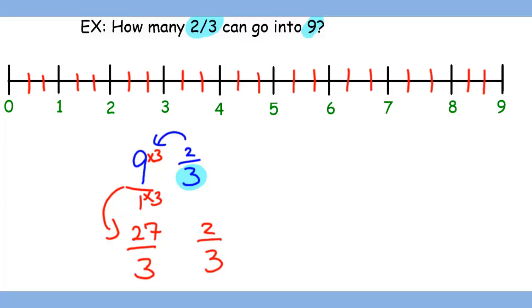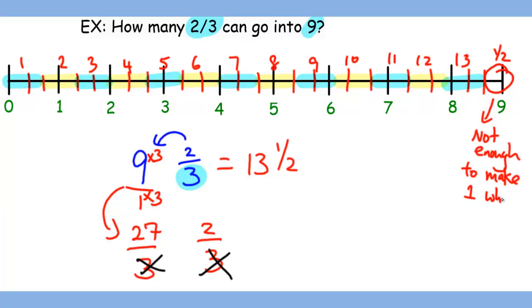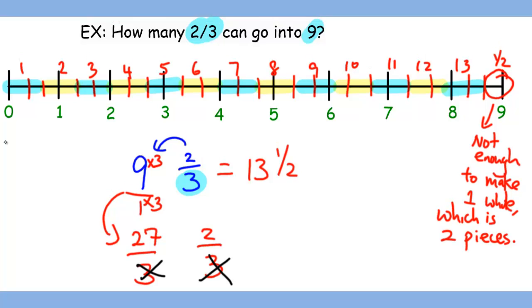And now you want to circle out how many 2/3. So again, ignoring the denominator, you want to see how many 2 pieces can go into this 27 piece number line. So let's alternate the color shading. So on this picture, we have 1, 2, 3, 4, 5, 6, 7, 8, 9, 10, 11, 12, 13 shaded pieces, with 1 left over right here, which is a half. That means 2/3 can go into 9 13.5 times because there's not enough at the end right here to make 1 whole.